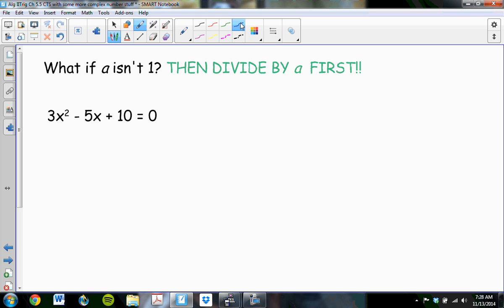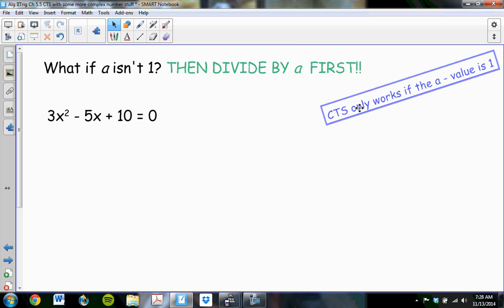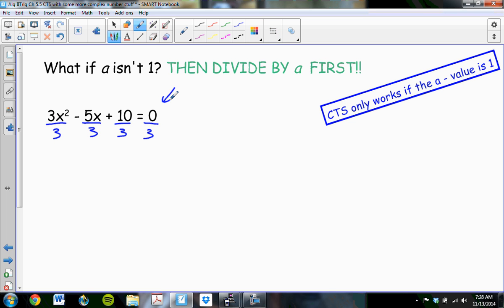You have to make the a value equal 1. If the a value isn't 1, you can't do it. Completing the square only works if the a value is 1. So the first thing I'm going to do is divide everything by 3. And I mean everything by 3. If this was a number besides 0, I would still divide it by 3. Everything is divided by 3, and I get x² - 5/3x + 10/3 = 0, because 0 divided by 3 is 0. Now I do all the stuff I did before.